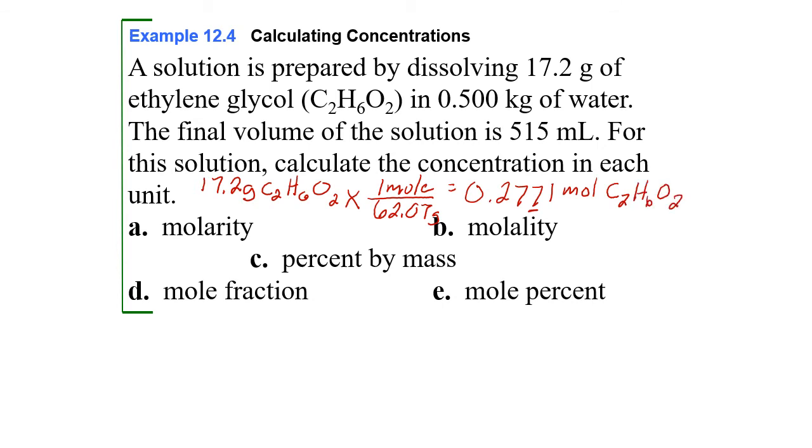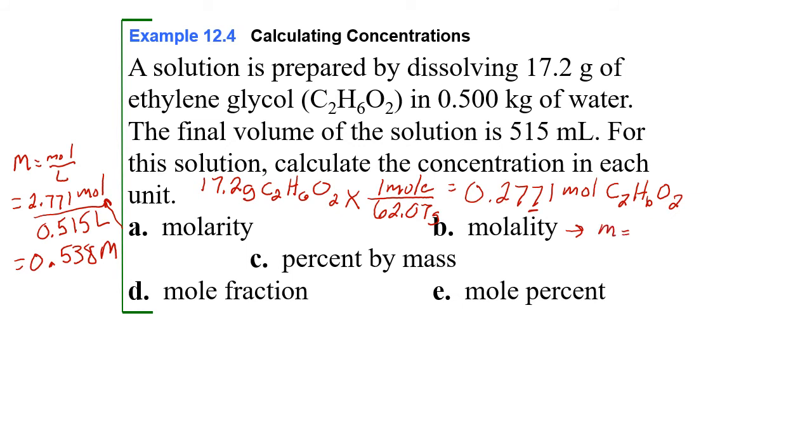Okay, so to calculate molarity is moles over liters of solution. So in order to calculate moles over liters, we're going to take the moles that we just found of our solute and divide by the liters of the solution. So 515 milliliters, we divide by 1,000 to get liters, and we have 0.515 liters. And so our molarity is 0.538 molar ethylene glycol.